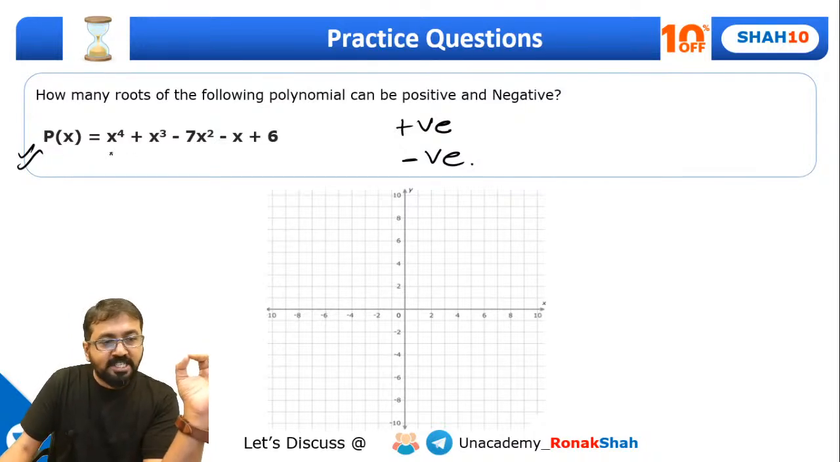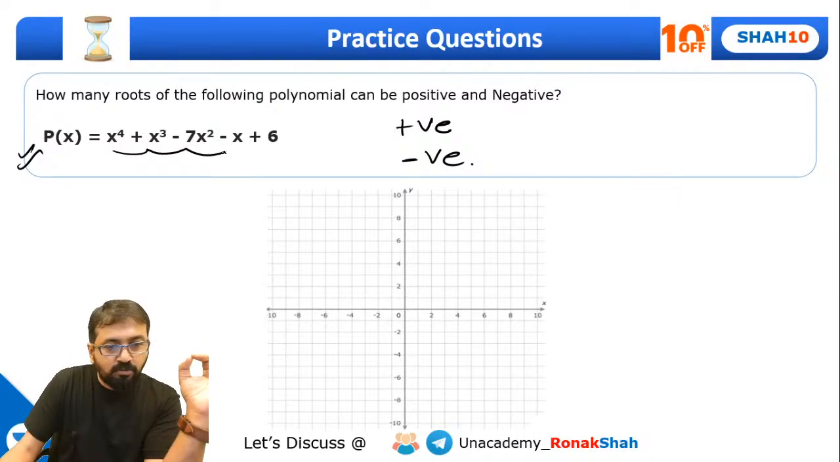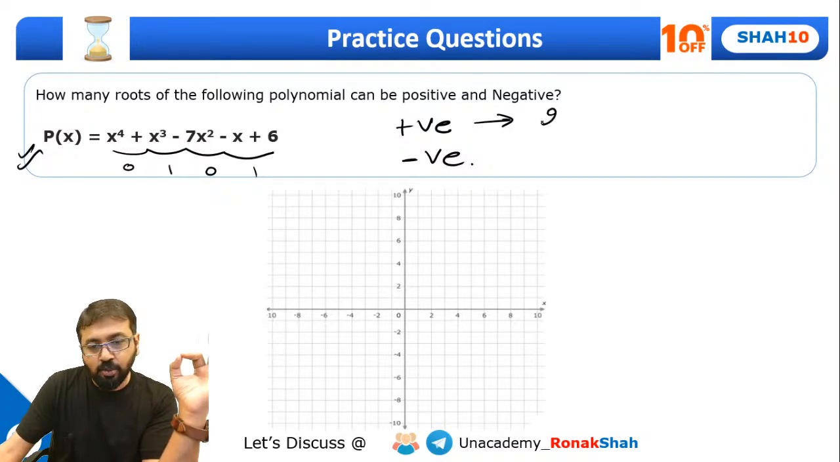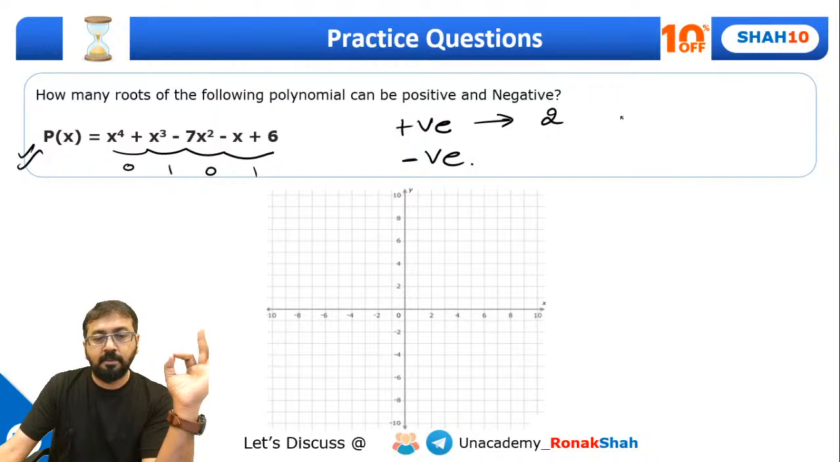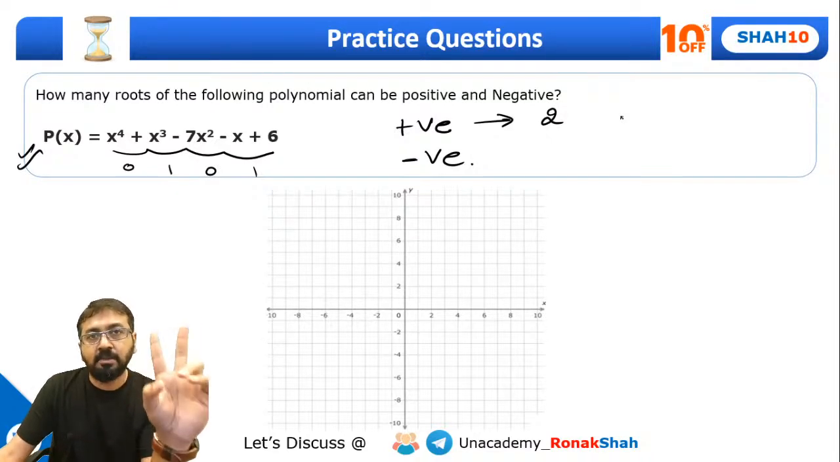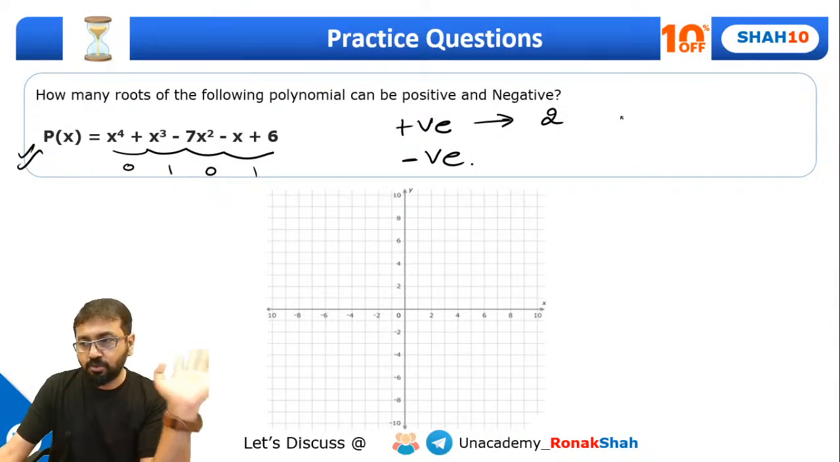So for positive roots, directly look at the sign changes. How many sign changes are happening? No sign change, one sign change, no sign change, one sign change. So there will be 2 positive real roots maximum. Okay, maximum there can be 2 positive real roots.